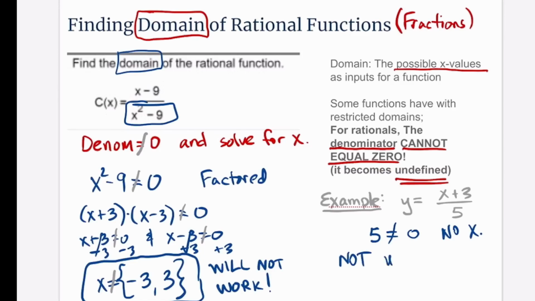So that means there are no undefined values. It's not going to be undefined ever. So the domain, if it's never going to be undefined, that means technically you can use all real numbers. You can use any number you want to plug in to a problem like that. So you will see problems where the denominator has no variables. That's how you do it. If it does have a variable, you just set it to 0 and figure out what x cannot be.